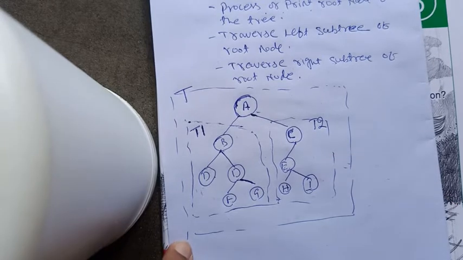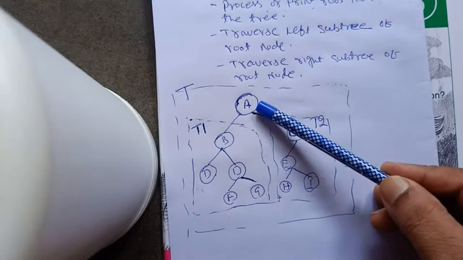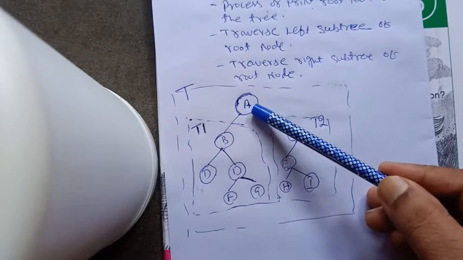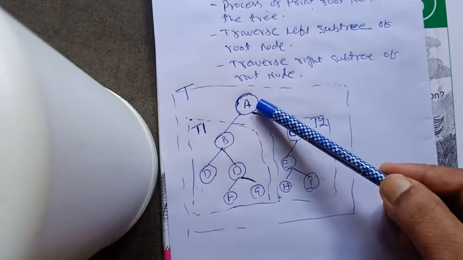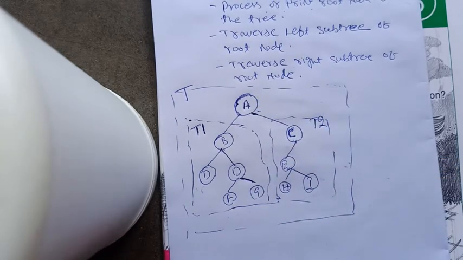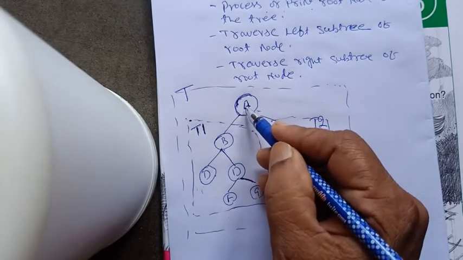Okay, now to traverse the tree, we have to visit every node. So how can we visit every node? We need to process A, to process the data present at the root node, because we can reach the root node by maintaining a pointer field root when it is represented in the form of a linked list. So we can visit here and we can process it.